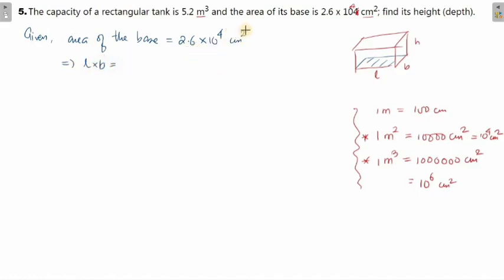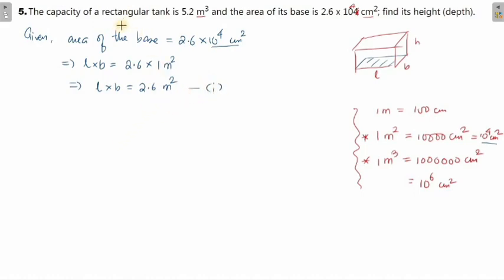Now see here carefully. What we can do here is, instead of converting meter cube into centimeter square, let's convert this into meter. That will be better, you know. Now 10 to the power 4 centimeter square, can I write this as 1 meter square, right? So I can write this as 2.6 into 1 meter square. Therefore L into B is 2.6 into 1 is 2.6 meters square. So call this as equation number 1.